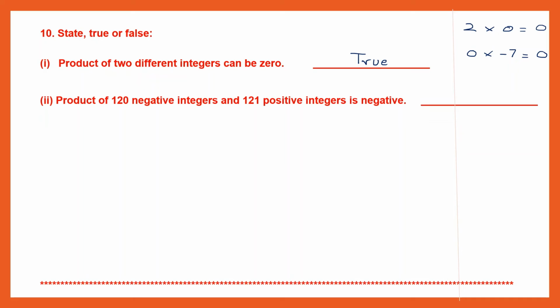Next one. The product of 120 negative integers and 121 positive integers is negative. Now, negative integers are 120, which is an even number. So if you have an even number of negative integers, your product is always positive. But this statement says negative. So this statement is false.